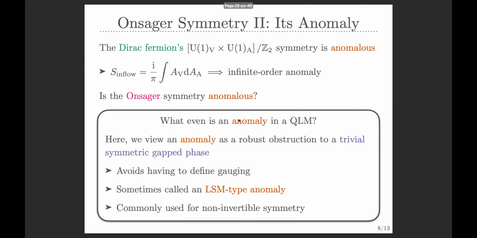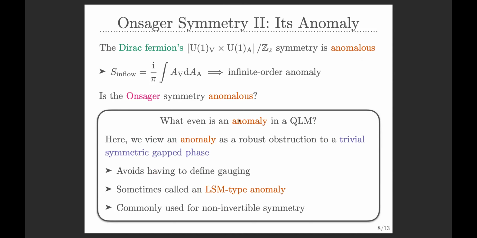But we have to ask, well, what even is an anomaly in a quantum lattice system? There are more than one definition in the literature, and these definitions are not equivalent. They're very clearly not equivalent. There are examples where there are different answers. To me, this is one of the exciting things about working on anomalies in quantum lattice models right now. It's very active. It's not clear what the right structure is, and there are a lot of things to figure out.